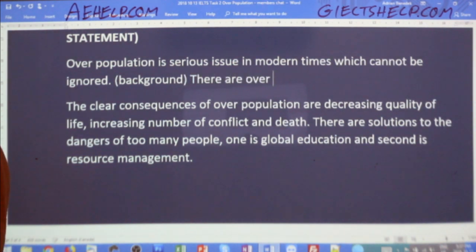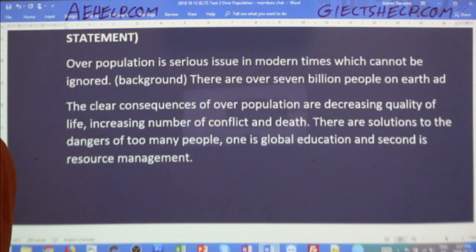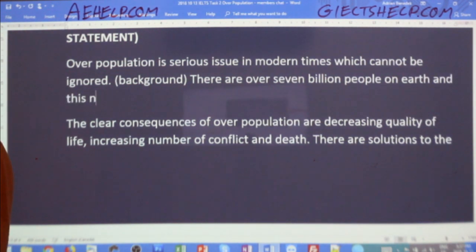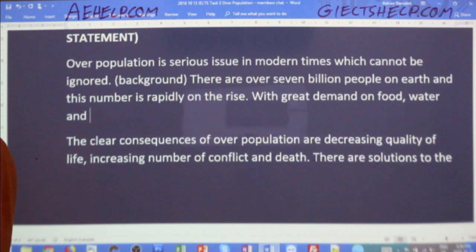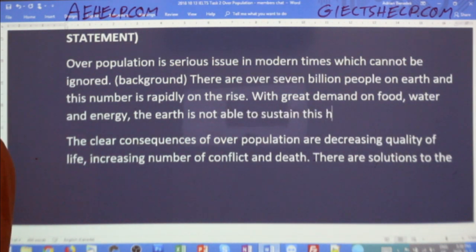There are over 7 billion people on Earth, and this number is rapidly on the rise, with great demand on food, water, and energy. The Earth is not able to sustain this human growth much longer.